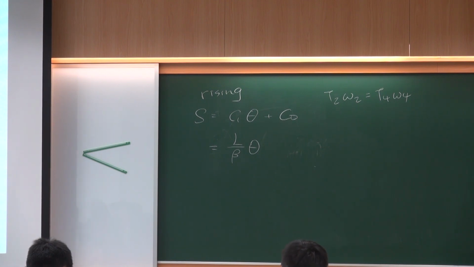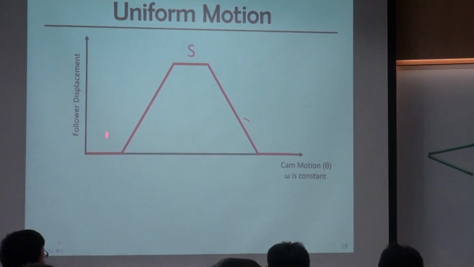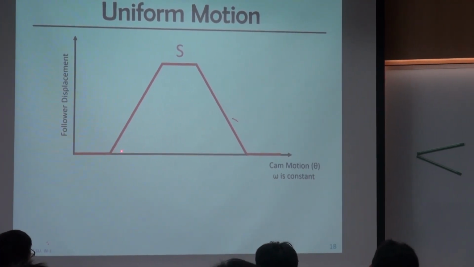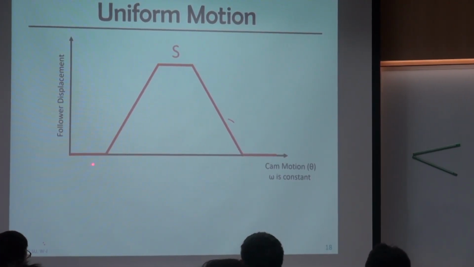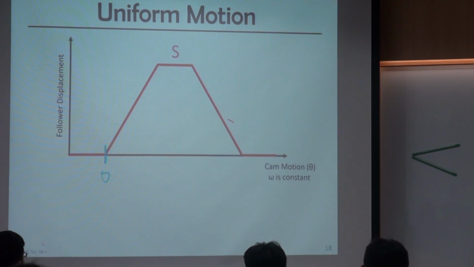For the rising part, the curve is basically a straight line. Right now, theta is the x-coordinate and s is the y-coordinate. There's the displacement for this graph. Right now I'm trying to describe this line. Basically this line can be described as a slope times theta. But if I write it this way, I'm considering theta starting from this point, so from 0 to beta.